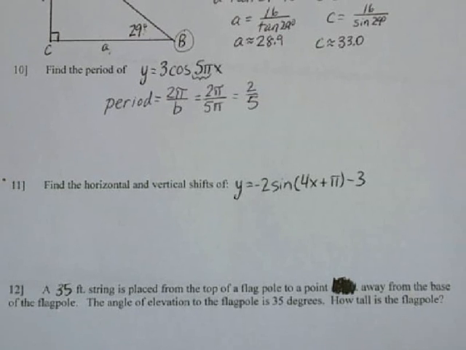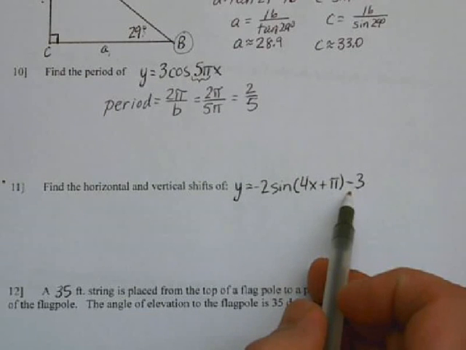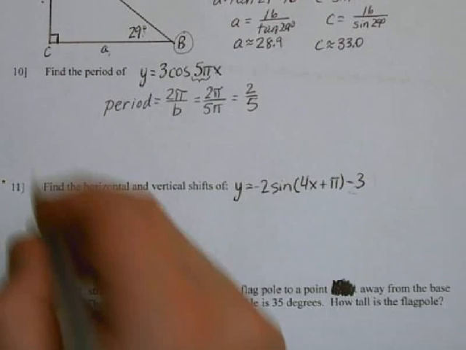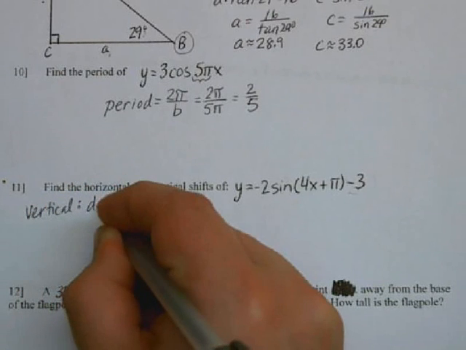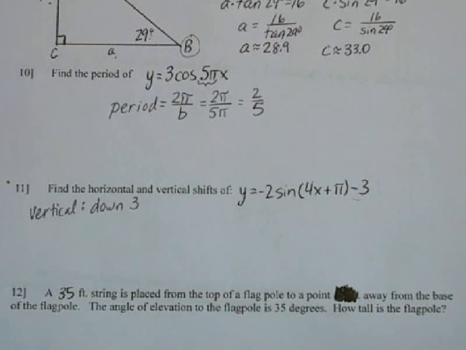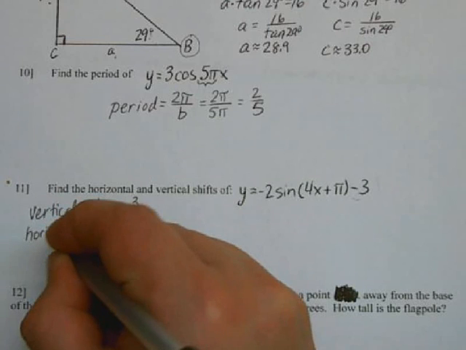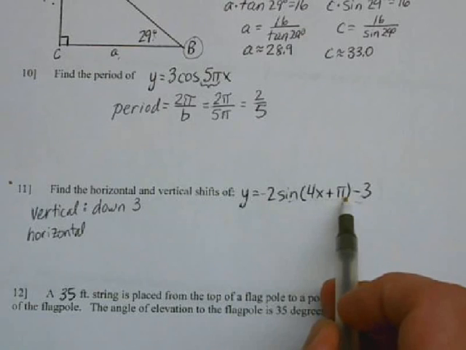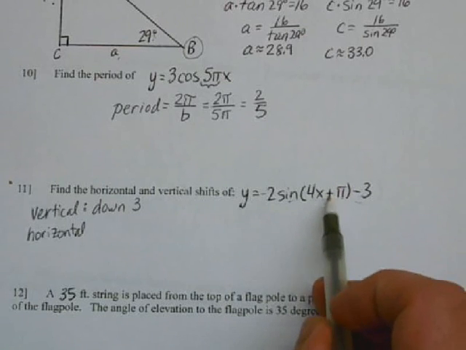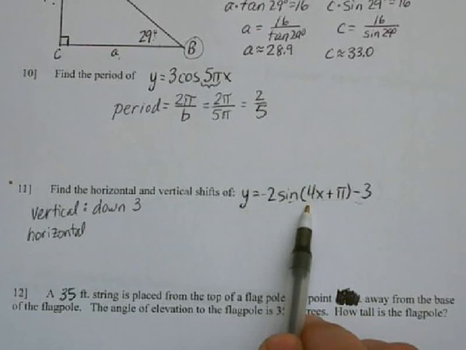Number 11, we're trying to find the horizontal and vertical shifts. Well, the vertical ones are pretty easy. It's just what's added or subtracted at the end. So the vertical shift is down 3, or you can just write -3. Now, for the horizontal, we're looking inside the input of the trig function. And a lot of you just put, oh, it's -pi. Well, if it was just x plus pi, you'd have been right. But 4x plus pi changes the problem.